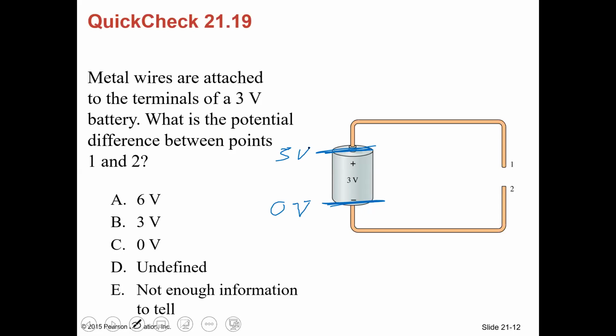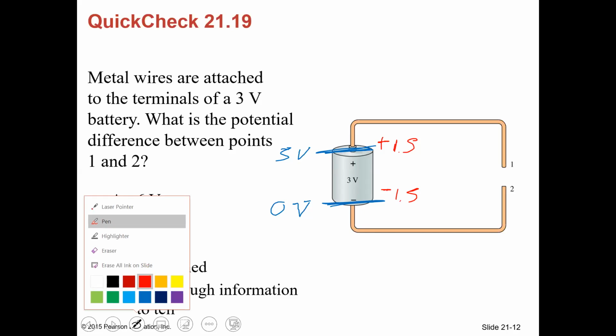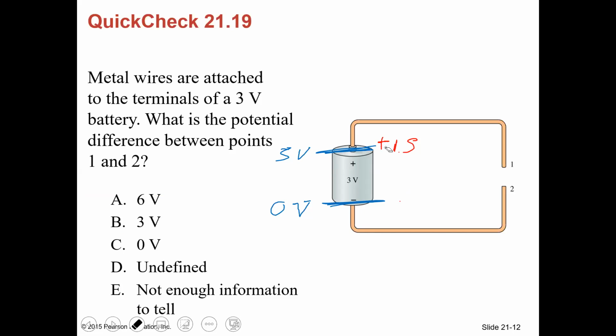So just to show you that the numbers don't really matter, it's the difference that matters, I could have set this to positive 1.5 and this would be a negative 1.5. Either way, you have that difference of 3 volts, whichever way you're looking at it. So let me just stick with the blue here. I'll erase the red. Okay, so 3 volts on top, 0 volts on the bottom.